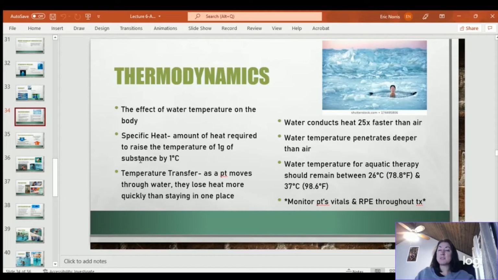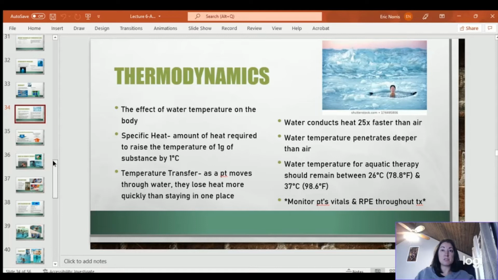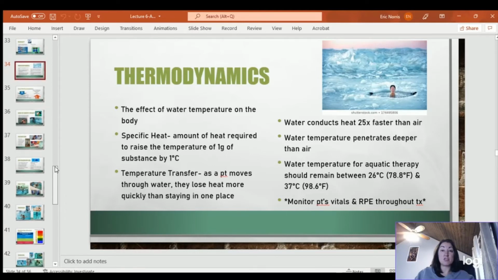And always monitor the patient's vitals and their rate of perceived exertion throughout treatment. Typically, when they're in the water, it's hard to monitor vitals, so often we use the rate of perceived exertion, and then if it falls too low, we immediately will get the patient out or get them to a place where we can assess their vitals better.